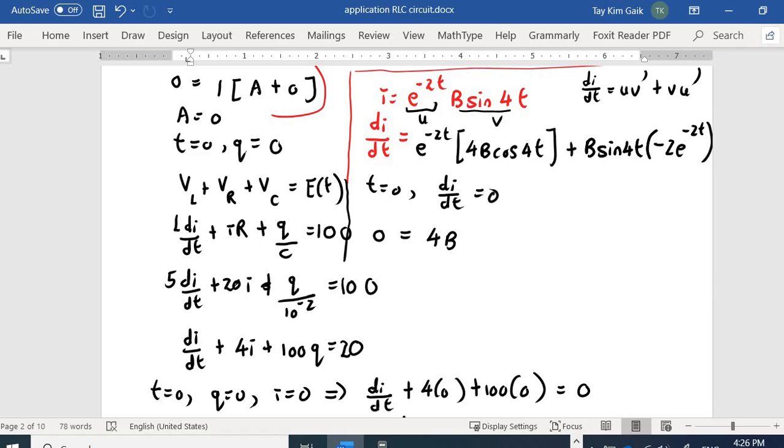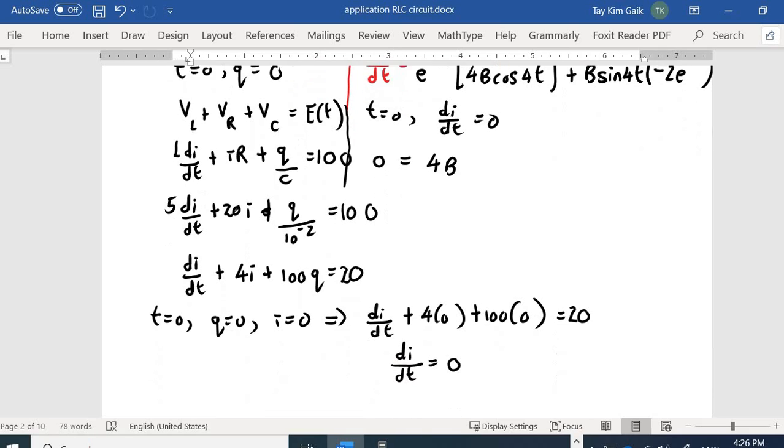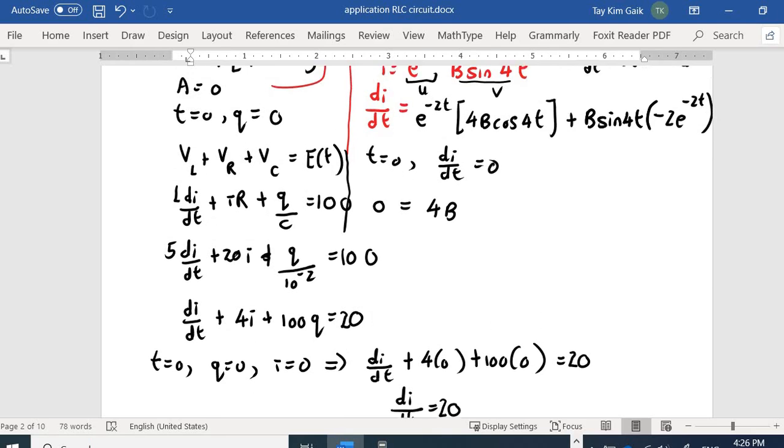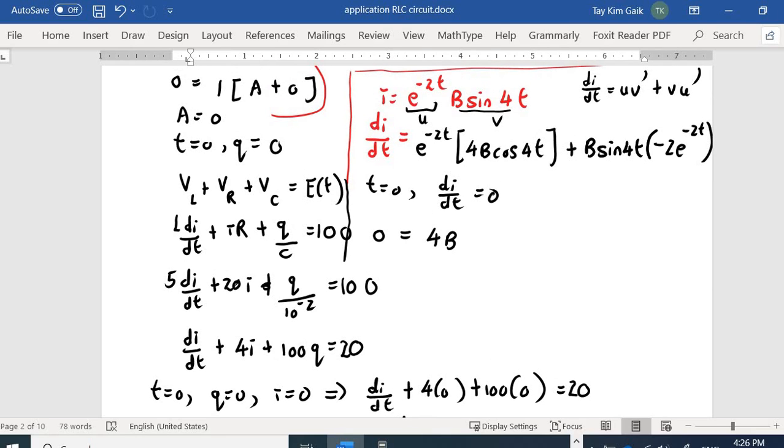So when t is 0, dI/dt is not 0 but is 20. So there's a mistake here, because V_L plus V_C equals E(t). So 100 divided by 5 is 20. When t is 0, I is 0, Q is 0, dI/dt you get 20. Therefore, B equal to 5.